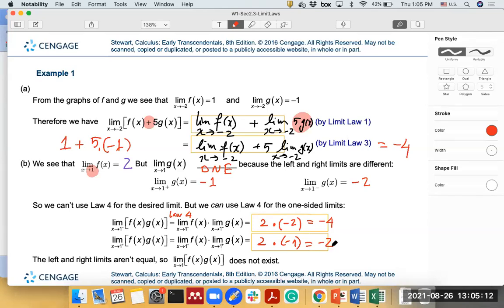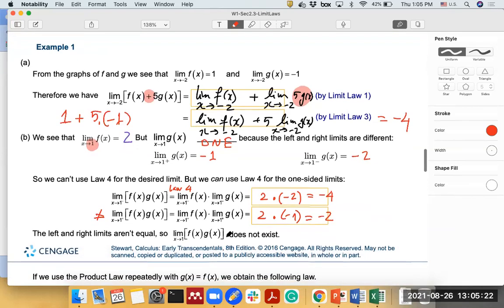And we see that the left-hand limit of this product is different from the right-hand limit of this product. So this is another way to say that it does not exist. Okay. Is it clear? Correct. Doesn't exist. Okay. Great.